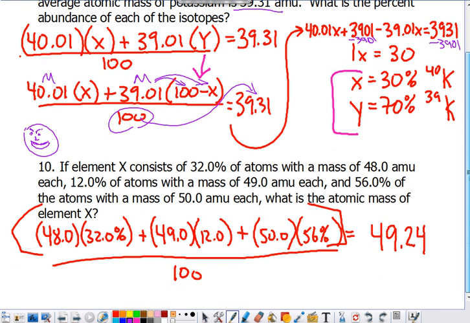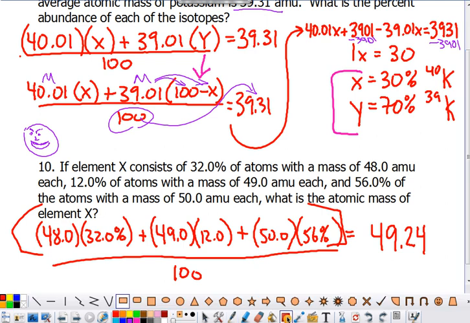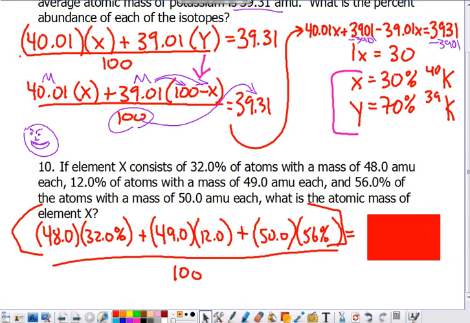We did a whole lab on them with pennies and things. Number 10 is the same idea, except we're given the percentages. I'm going to hide this for a second. I should have hidden it a second ago, but it's too late. There we go. So here's the setup.